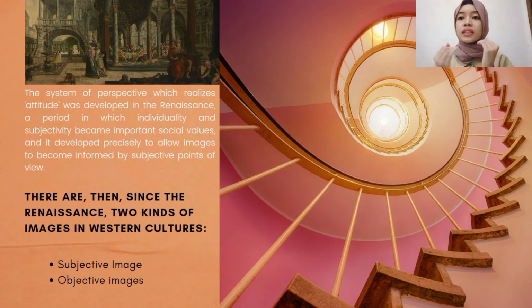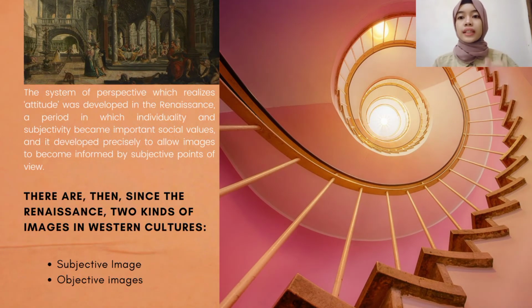We got the system of perspective, which realized attitude, was developed in the Renaissance, a period in which individuality and subjectivity became important social values, and it developed precisely to allow image to become informed by subjective points of view. There are then, since Renaissance, 2 kinds of image in Western culture. The first one is subjective image. In subjective images, the viewer can see what there is to see only from a particular point of view.